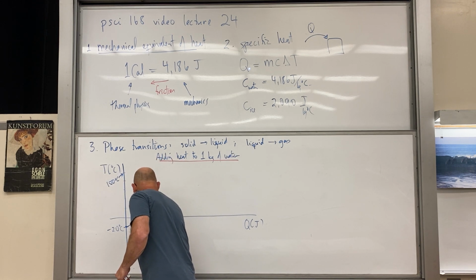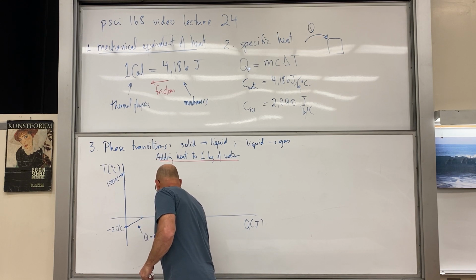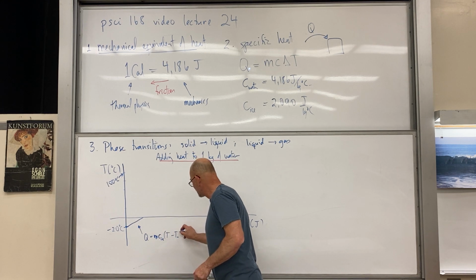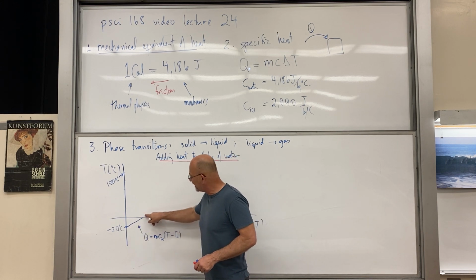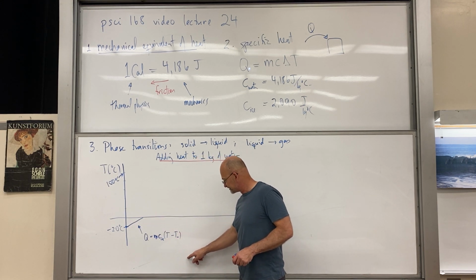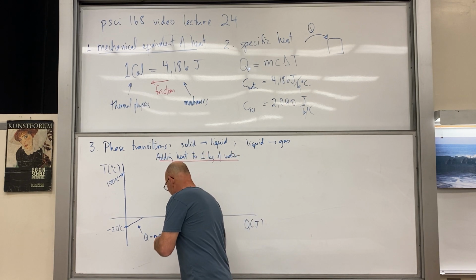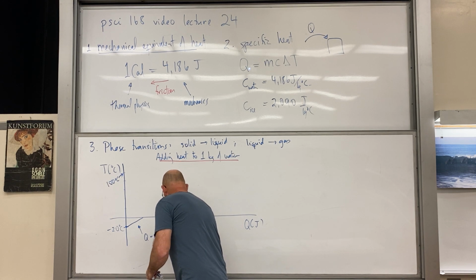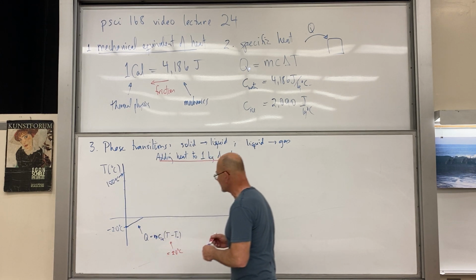And here we would say we have Q is equal to m c sub ice, T minus T sub 0. That's what my delta T is. That's the change in temperature. And if I went from minus 20 to 0, then that would be 0 minus negative 20. That would just be 20. So in our example here, that's just 20 degrees Celsius.